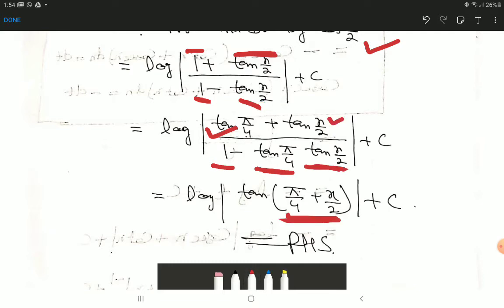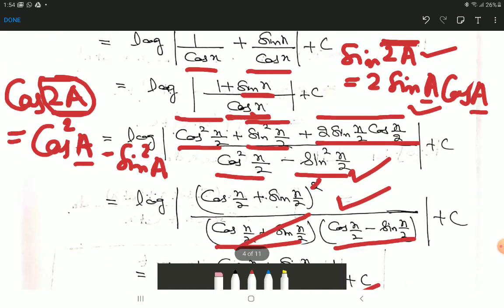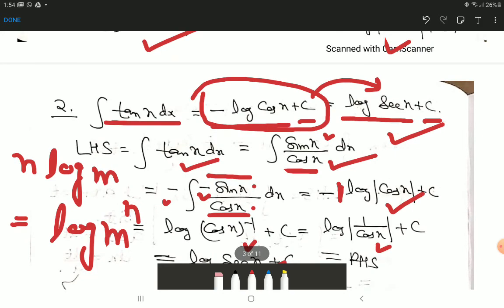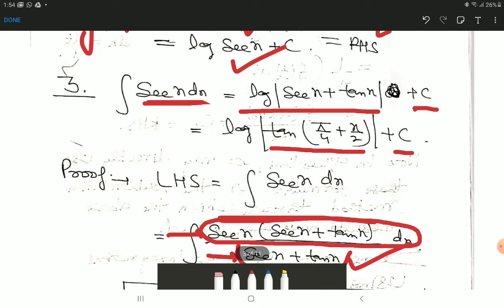So you can see it again. Integration of sec x dx, this is the formula, is log of sec x plus tan x plus c or log of tan of pi by 4 plus x by 2 plus c. You must remember both the formulae. In different situations, we will be using different outcomes. It depends on what answer is expected from us. In multiple choice questions, sometimes answer may be in this form or answer may be in this form. So you should know both the formulae.